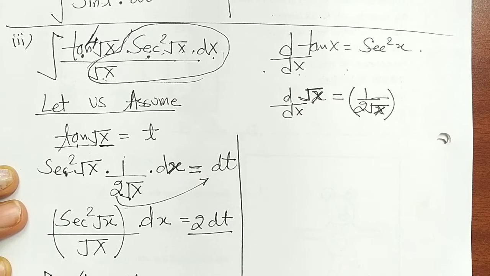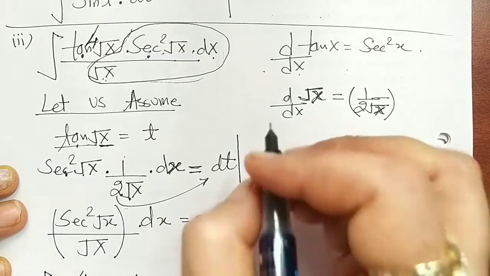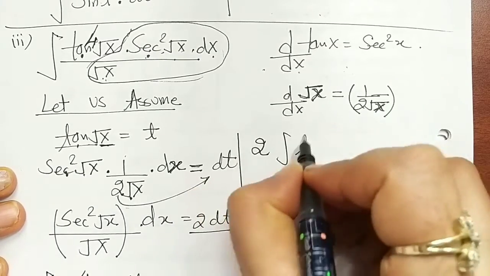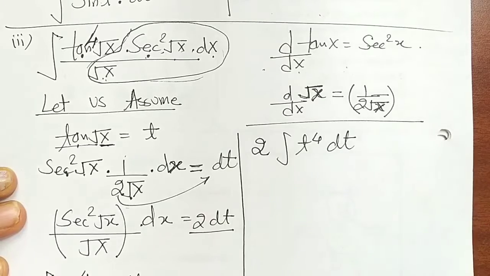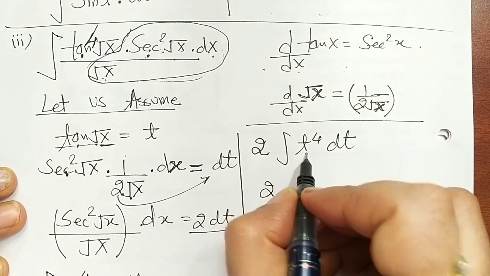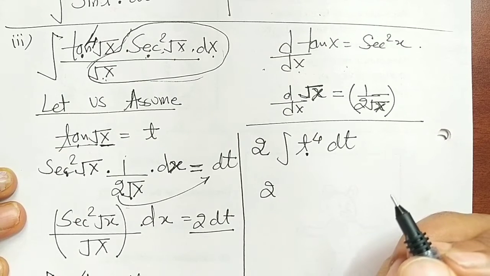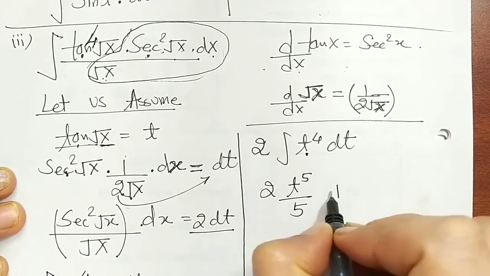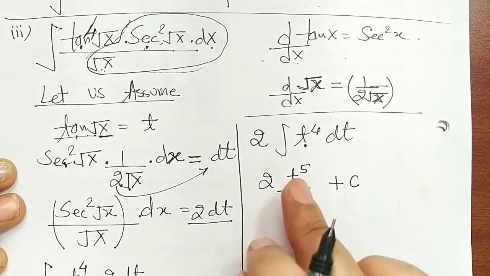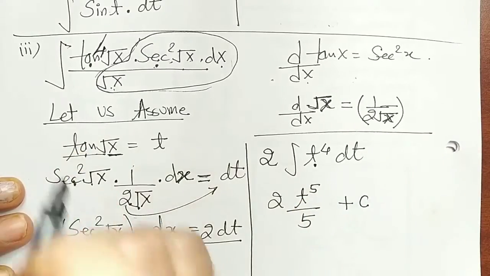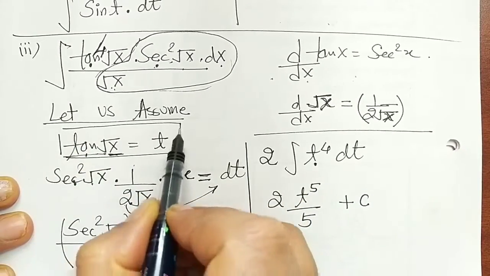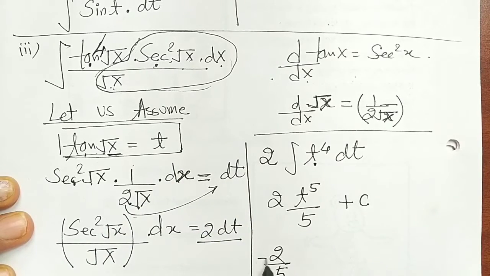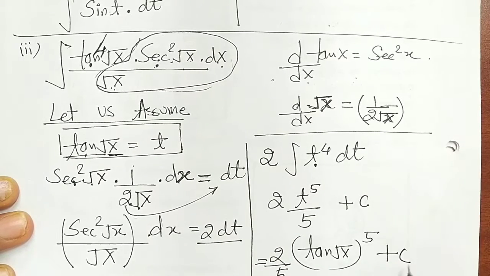Now let me see what can I do. Can I write 2 in front? It does not matter, right? Let me write 2 t raised to power 4 dt. And what is integration of this? Can I apply? Yeah, tell me, what can I apply? N formula, t raised to power 5 by 5 plus c. Okay, now what was t? Whatever t was, I am supposed to put back because I can't give answer in t. So 2 by 5, and what is t? Tan of root x power 5 plus c. That's it. I got my answer.